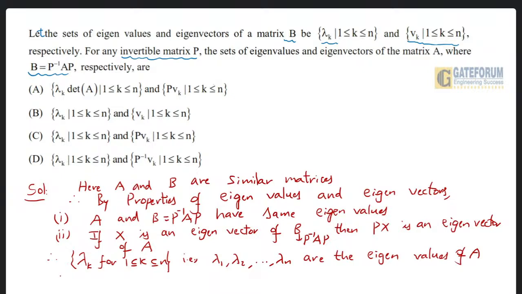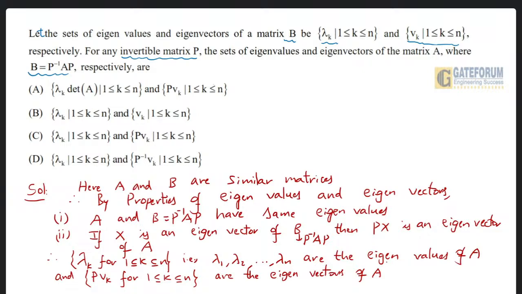And P into Vk, or a new symbol also. If you compare with alpha, beta, gamma, Greek letters, this is nu k or Vk. P into Vk for 1 less than or equal to k less than or equal to n. This I can also write as a set, the eigenvectors of the matrix A.